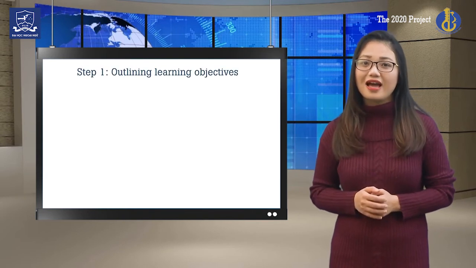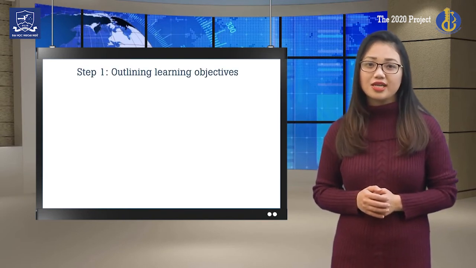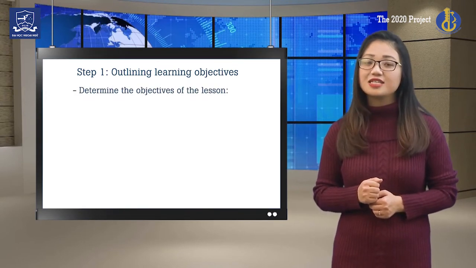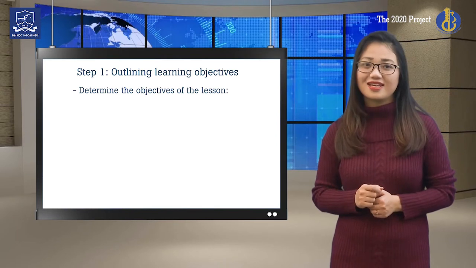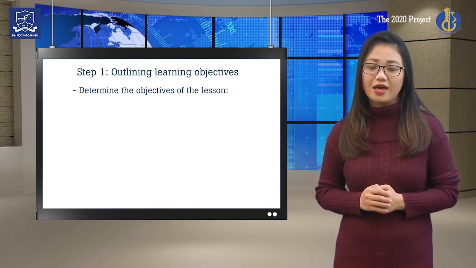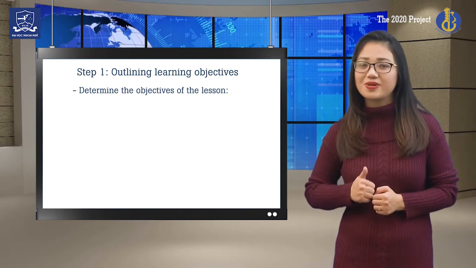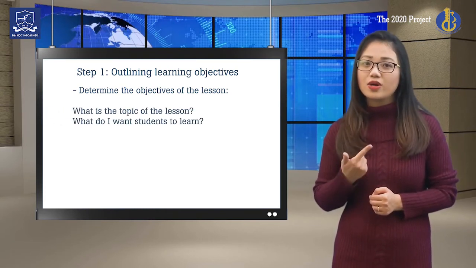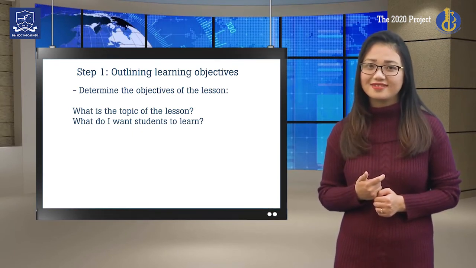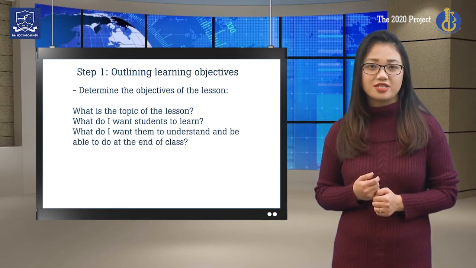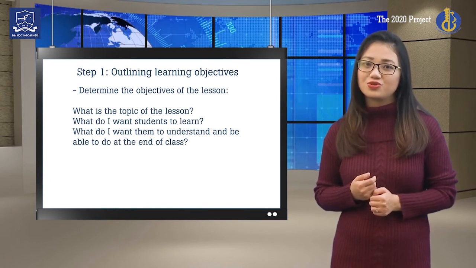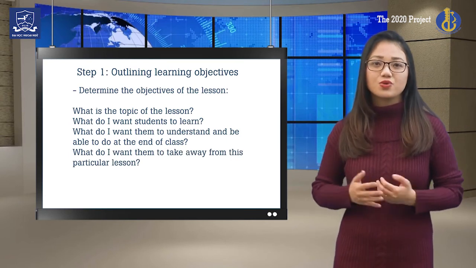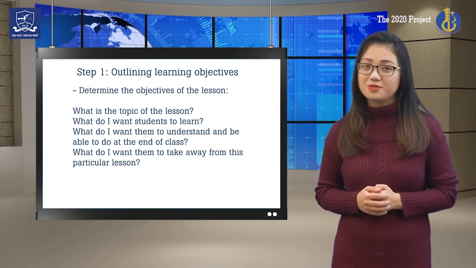In the first step, outlining learning objectives, you need to firstly determine the objective of the lesson in terms of skill and knowledge. Now, there are 4 questions that may help you to do this. The first question is, what is the topic of the lesson? Second, what do I want students to learn? Next, what do I want them to understand and be able to do at the end of the class? And the final question, what do I want them to take away from this particular lesson?